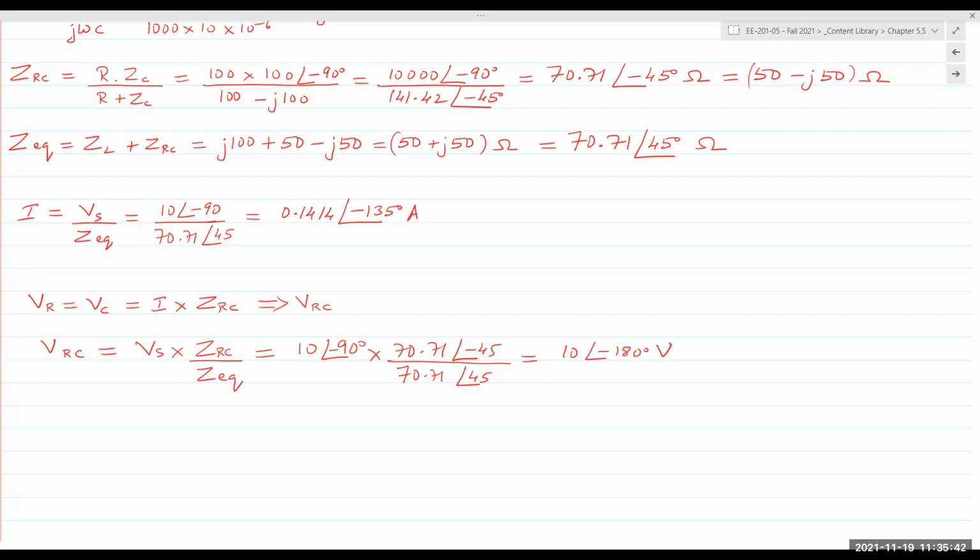Make sense, right? Whether you apply this equation or whether you apply this equation, your answer should be the same. I times ZRC, 0.1414 times what was ZRC? So 0.1414 times 70.71, that should give us 10 volts. Then you have minus 135 and minus 45, so minus 180.